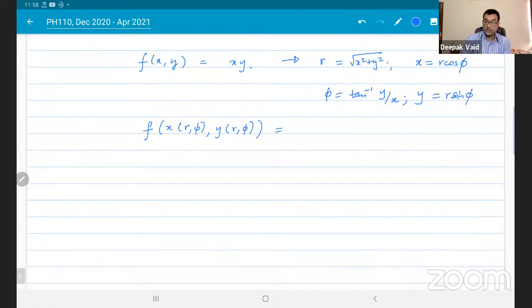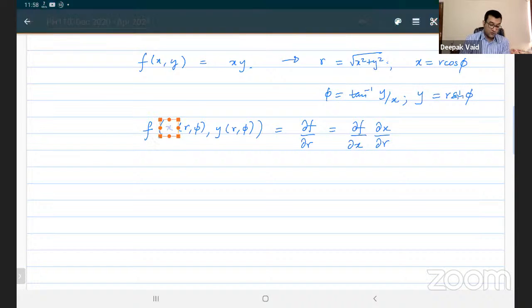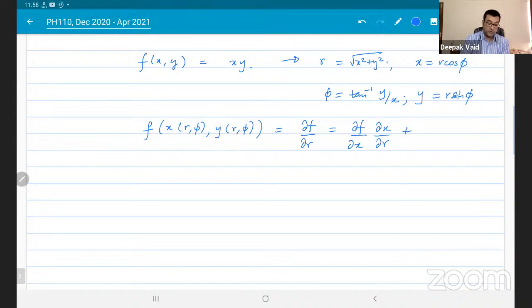So now if I want to write down the derivative of f with respect to r, df by dr, how would I do that? Well, I would take the derivative of f with respect to x. Then I would multiply that by the derivative of x with respect to r. This is the chain rule. But f depends on two variables, x and y, so the chain rule has two terms. I have to put a second term also, dy by dr.